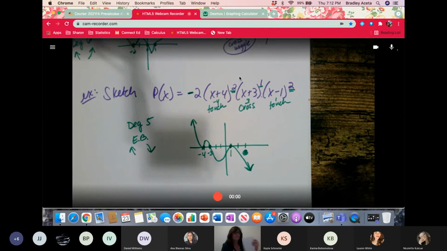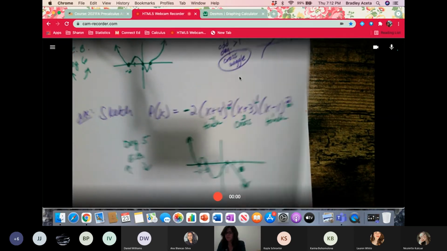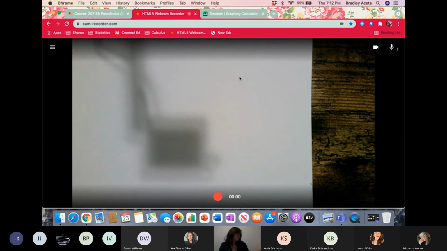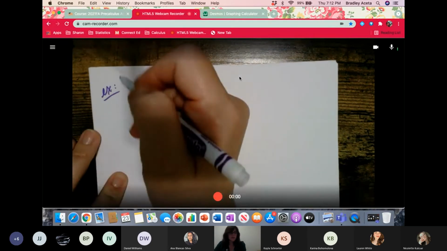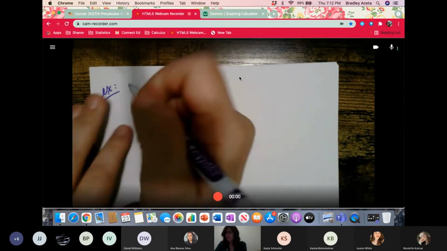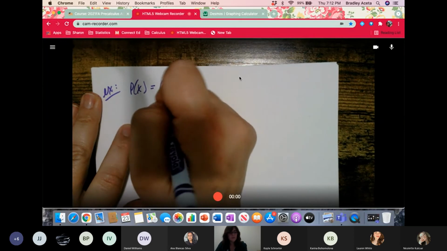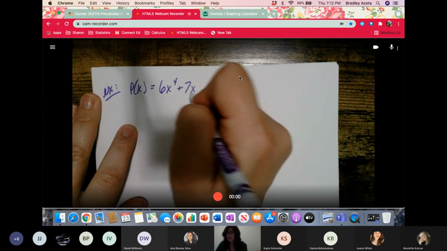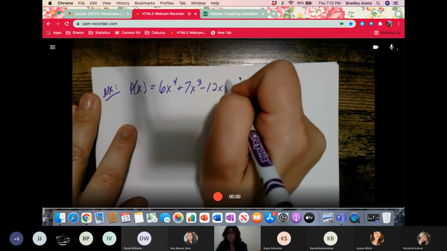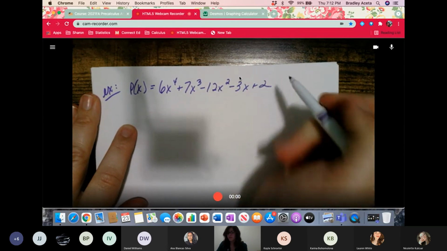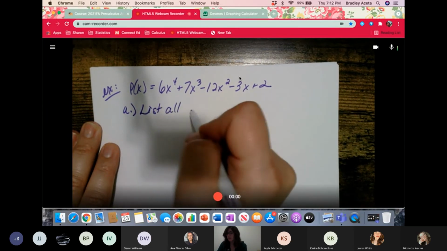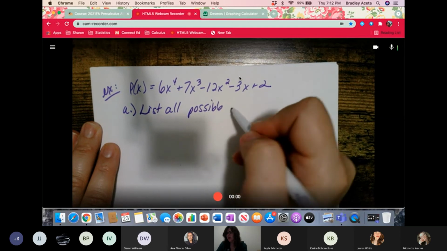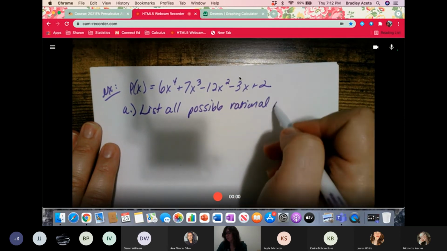All right. Last 2 examples. And this one is kind of see-through, so I need to do this. All right, these are really important, solid last 2 examples. They are going to give you a polynomial: 6x to the 4th plus 7x cubed minus 12x squared minus 3x plus 2. And they're going to ask you for the following things. They want you to list all the possible rational roots.